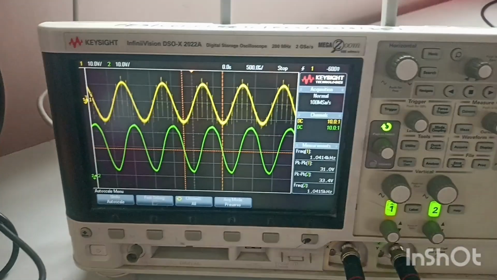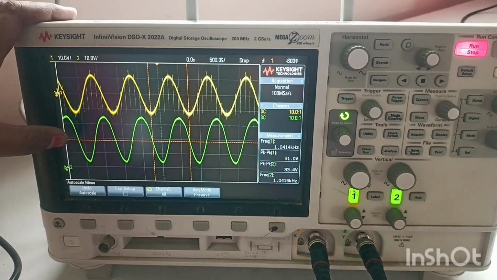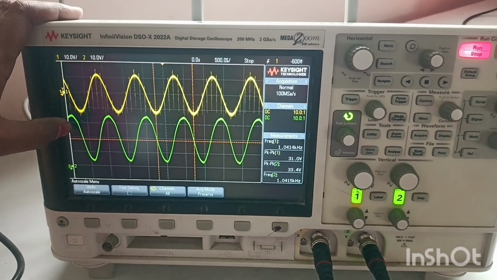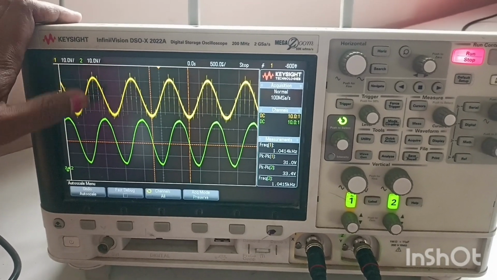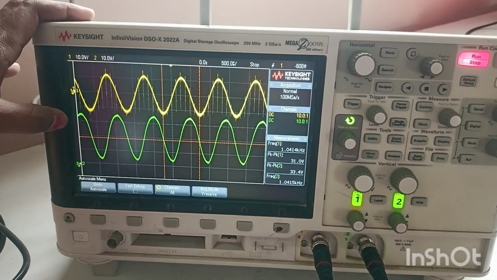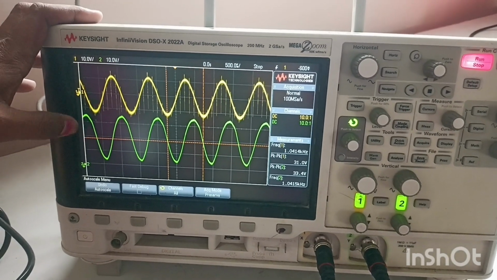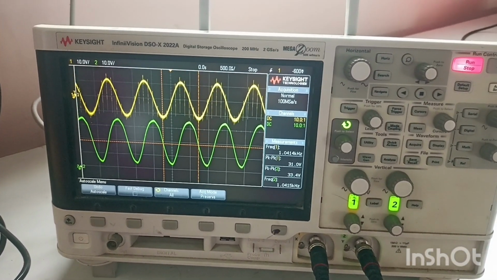Now we can see that the yellow color waveform shows the input to the sampling signal and this green color signal shows the reconstructed output after filtering, and these two signals have approximately the same frequency and peak to peak amplitude, and some delay in the output is there due to some hardware delay.